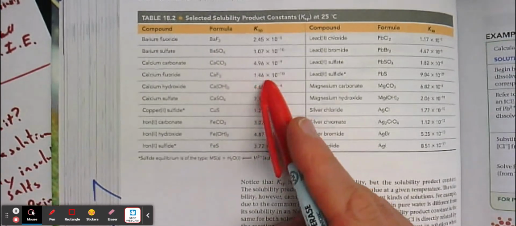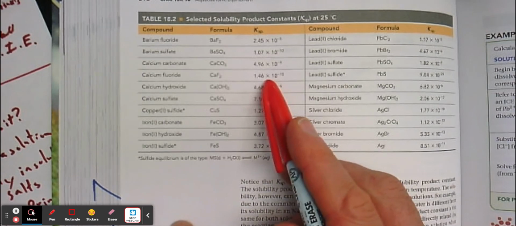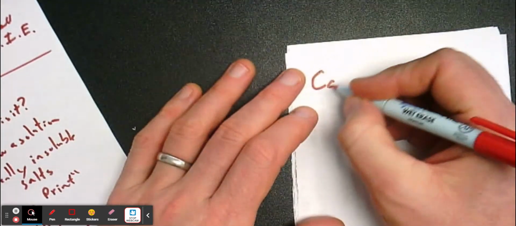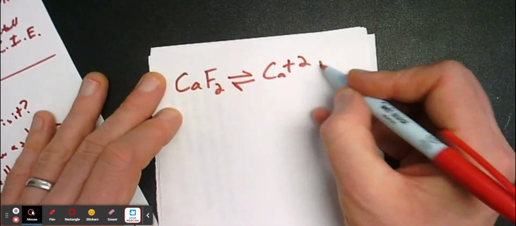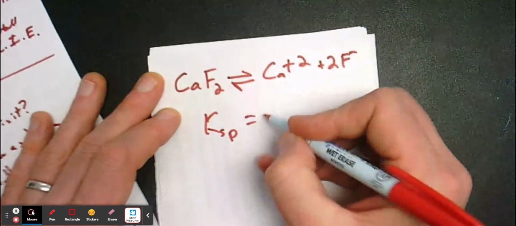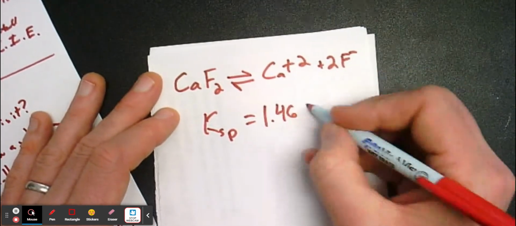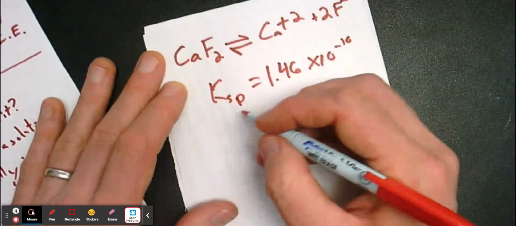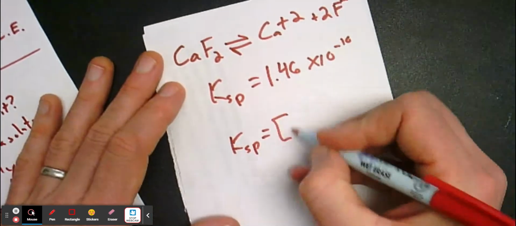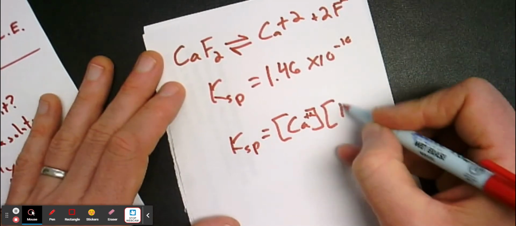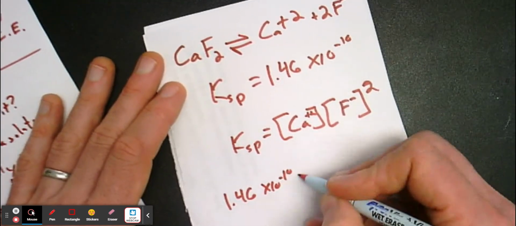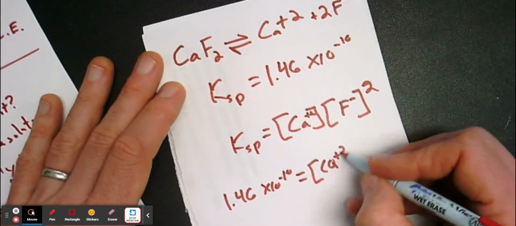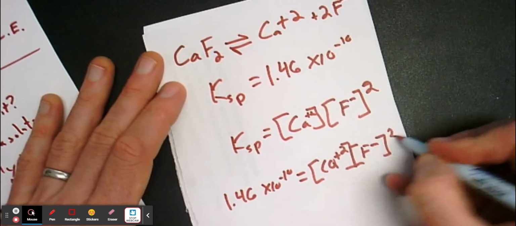Okay, let's go with calcium fluoride. Its KSP, or its solubility product constant, is 1.46 times 10 to the negative 10th. So first, you're going to need an equation: CaF2 dissolves into Ca2+ plus 2F-, and my KSP is 1.46 times 10 to the negative 10th. That means my KSP also equals the concentration of calcium times the concentration of F negative, oh, that should be squared. So 1.46 times 10 to the negative 10th equals [Ca2+][F-]^2.